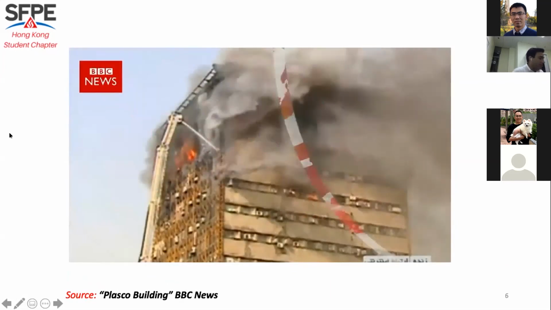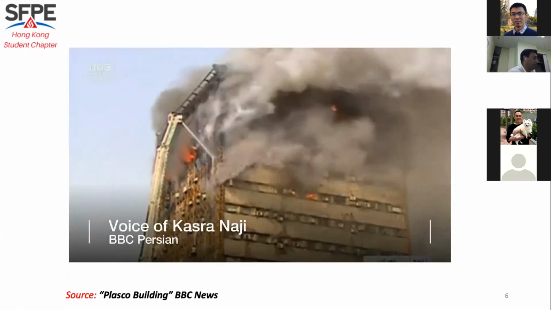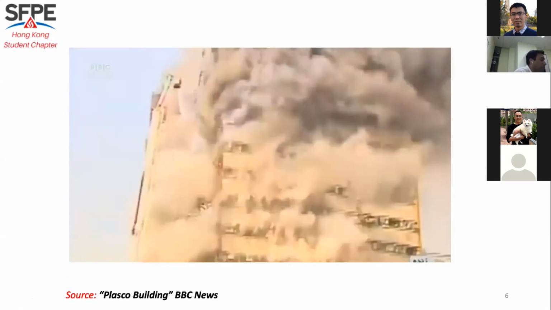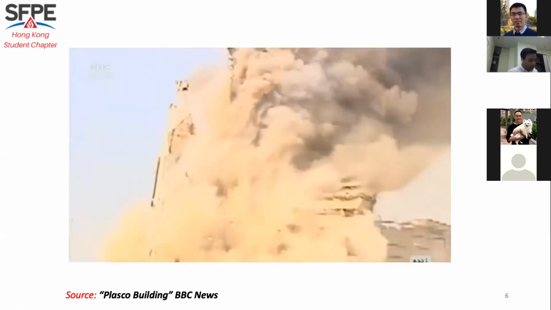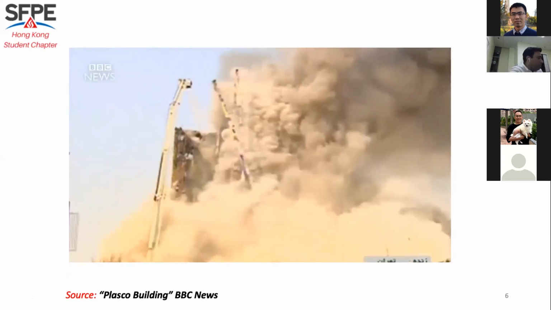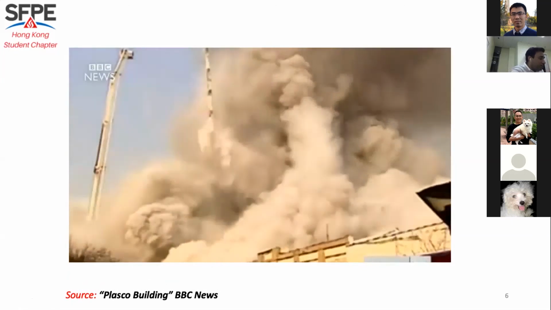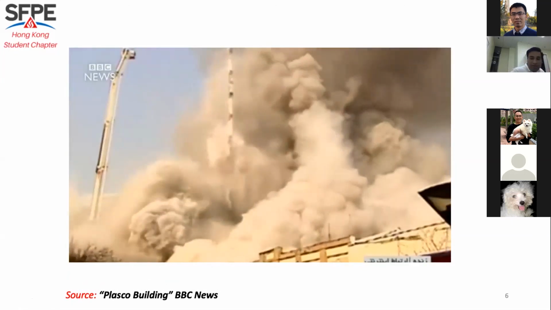And this is another building where a fire occurred in Tehran, 3 years ago. Also, the fire started in a shop, or a garment shop, and within 3.5 hours, this building was completely collapsed. So fire is causing failures of buildings.